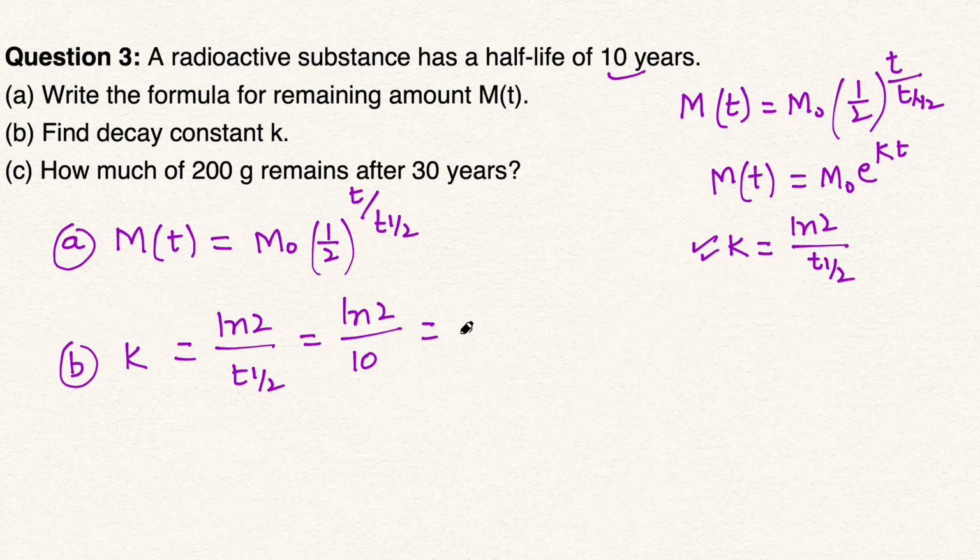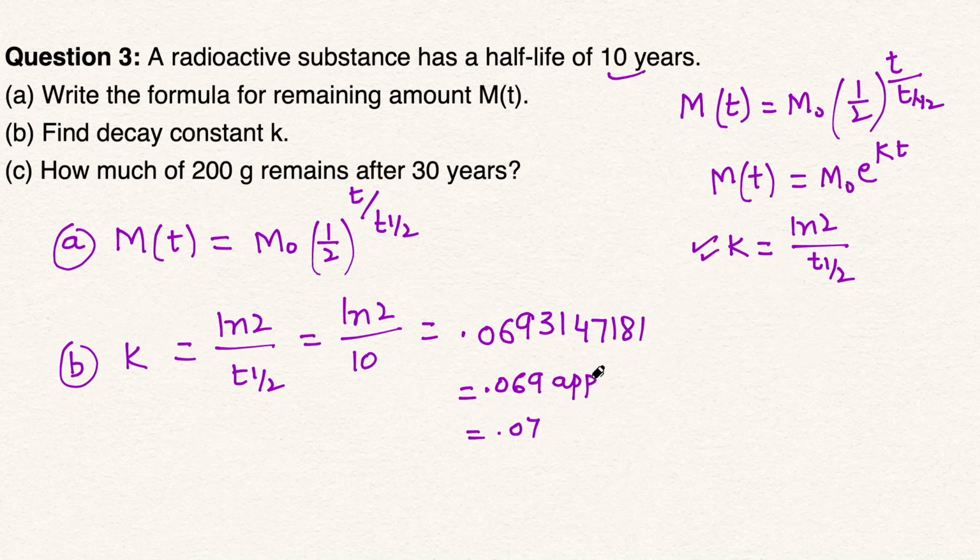So that is 0.069314781. We have to round it off: 0.069, or either this or 0.07. Because we are rounding it off, that is an approximate value.